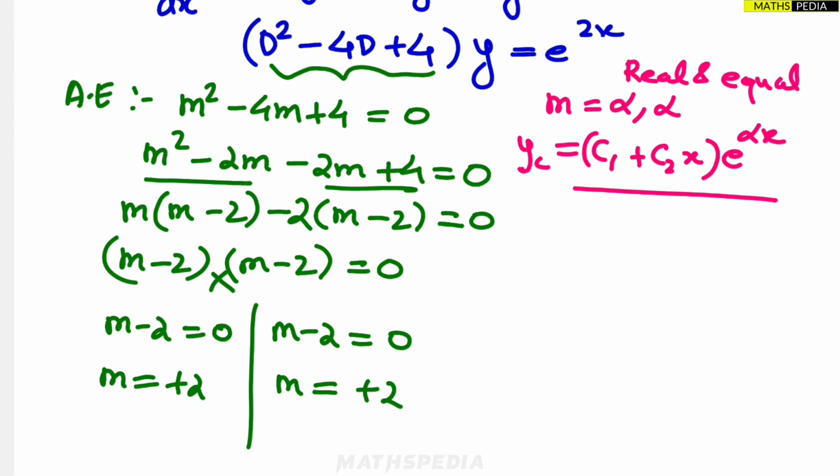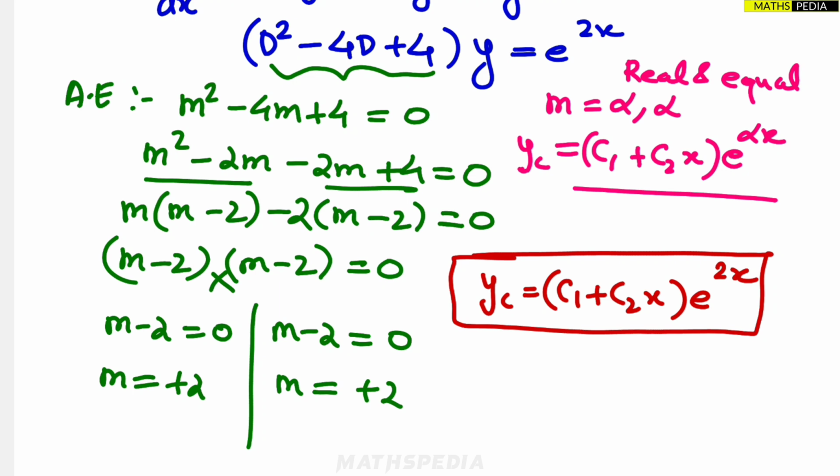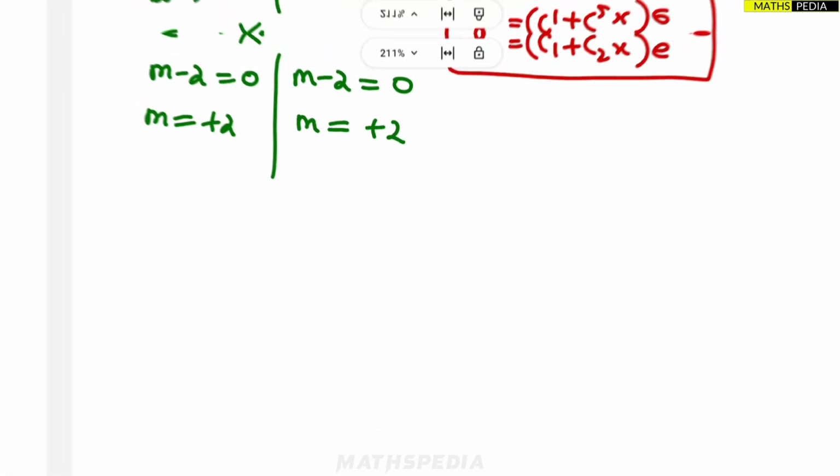So in this particular question, we can write the yc value as (c1 plus c2 x), whole, into e power 2x. So this is the yc value. Okay, so we got the yc value. Now we have to find the yp value.